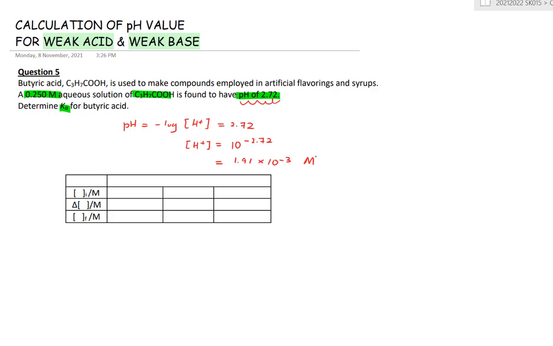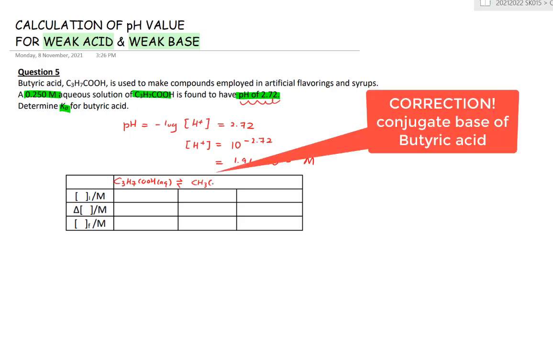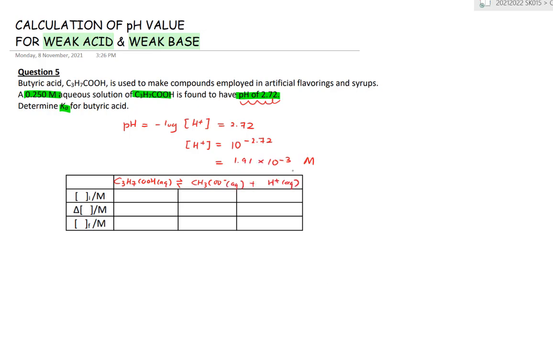The next thing you want to do is to construct an ICE table. So we have the butyric acid, C3H7COOH aqueous solution, and then in equilibrium it will dissociate to give the conjugate base and the H+. So the initial concentration is 0.250, 0 and 0 for the products. The change in concentration according to your balanced equation is minus X for the reactant, plus X for the products. Then the equilibrium concentrations, we have 0.250 minus X, X and X.